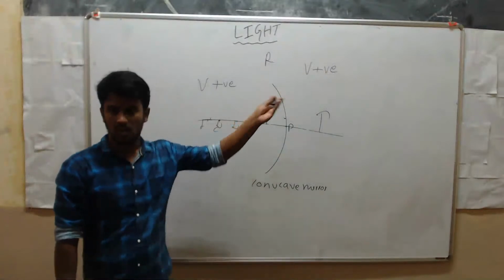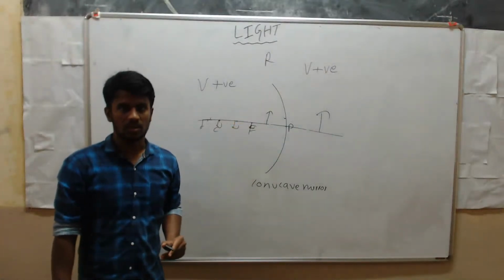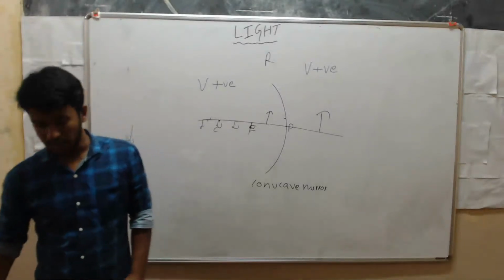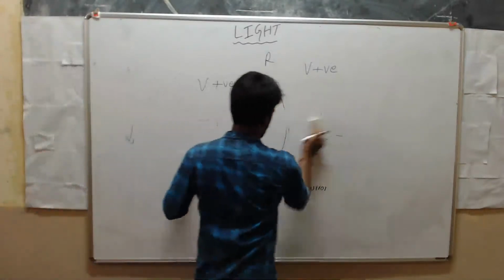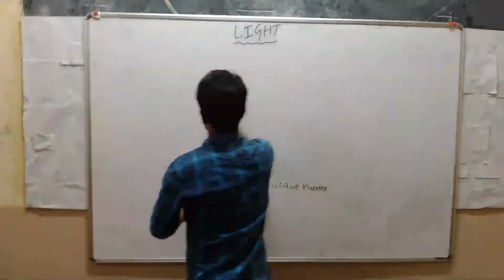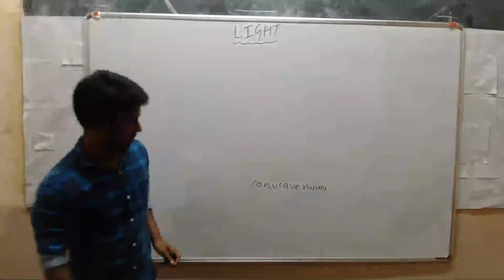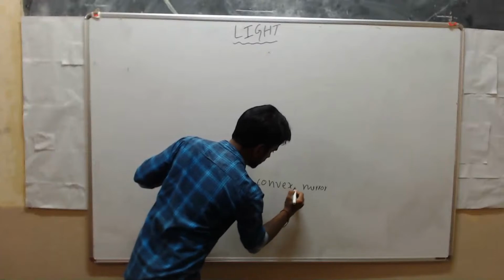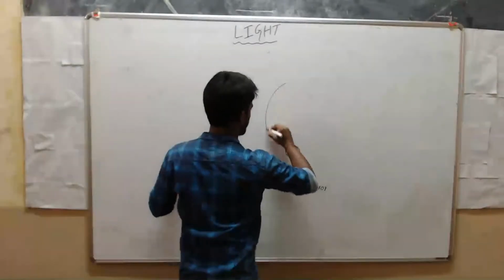We'll see later what happens in lenses. Next, the sign convention in the convex mirror.